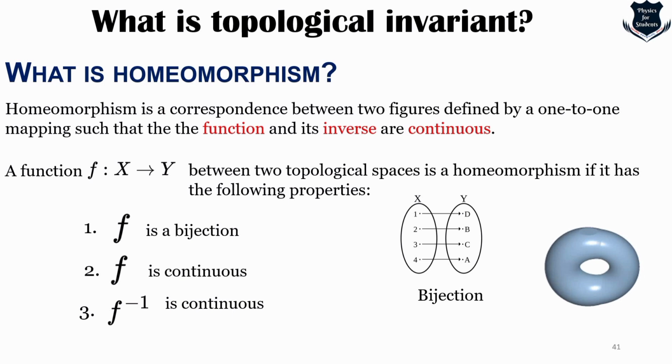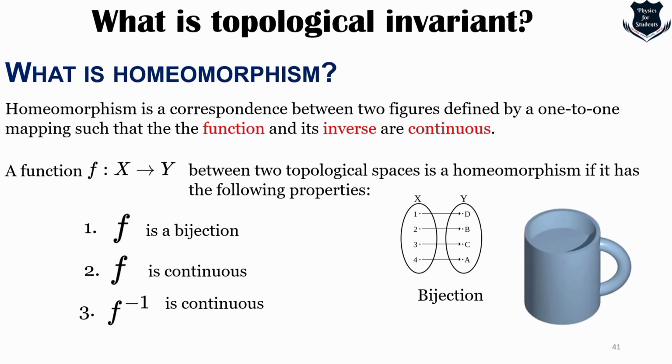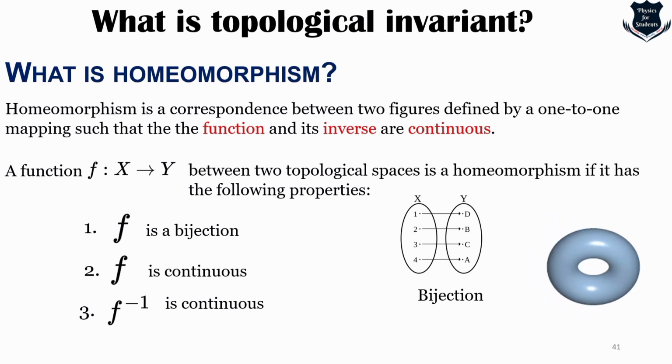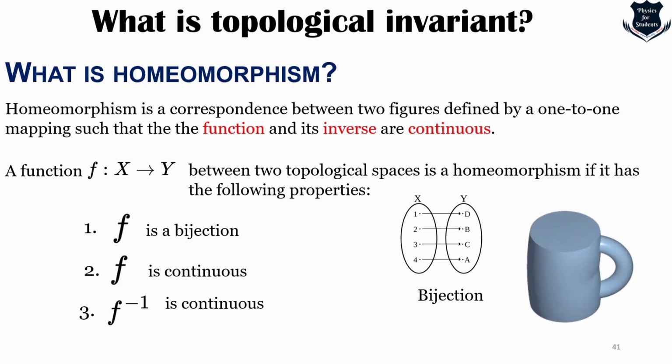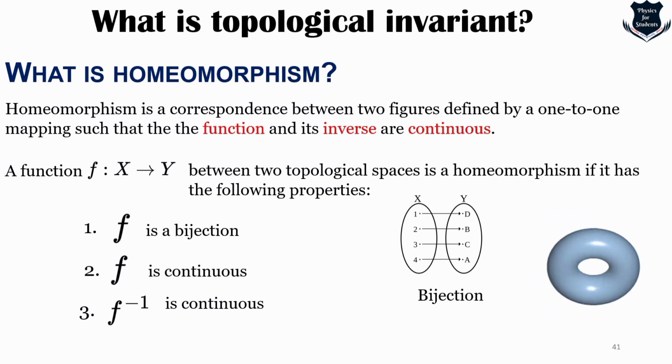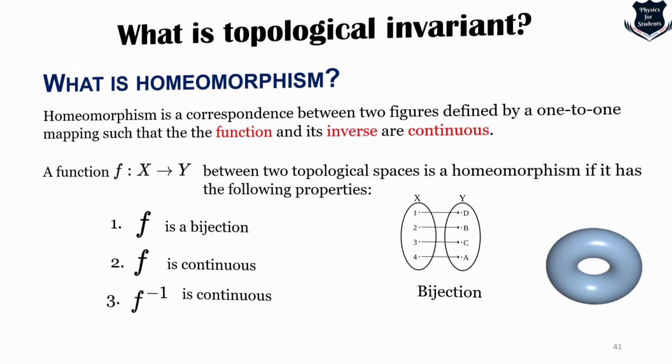So what we understand is that homeomorphism is something which is a one-to-one correspondence between one object and the other, so that it is a bijection, it is continuous, and the reverse is also continuous. So the cup turns into a donut, and the donut also turns back into the cup. That means the inverse is also true.